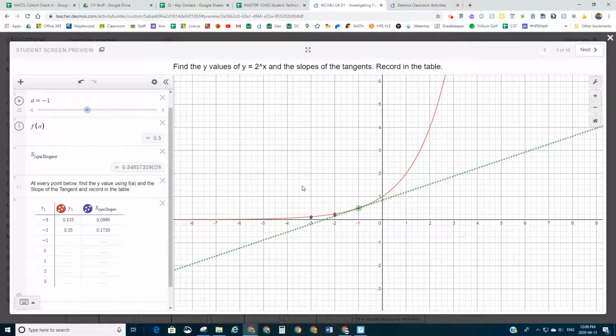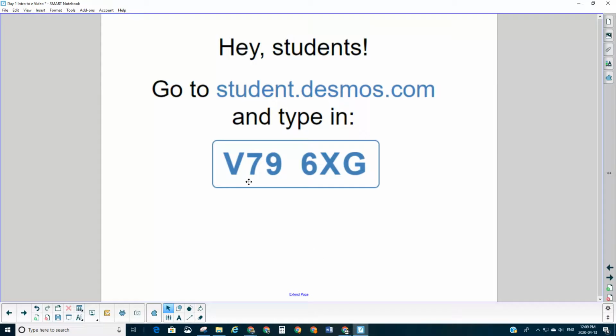You're going to pause the video now and go to student.desmos.com and enter this code and try that activity. And please try the activity before you move on to any more slides. So push pause now and come back and push play when you're ready to go again.